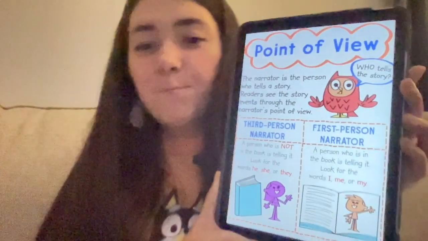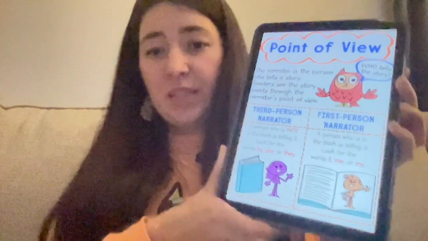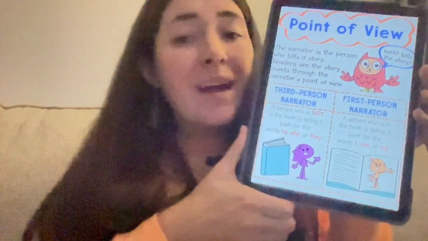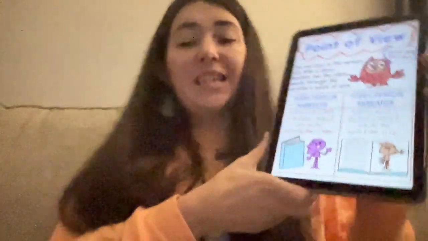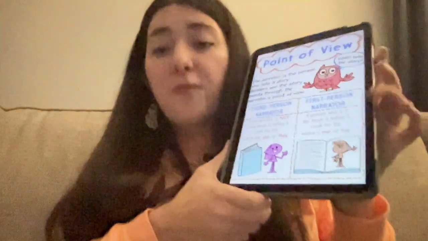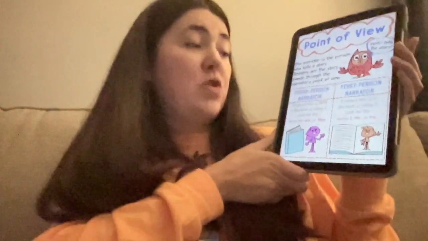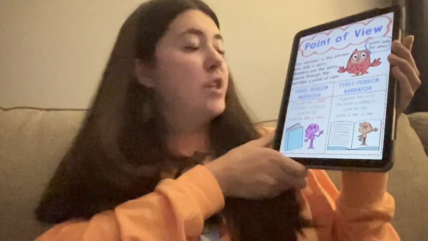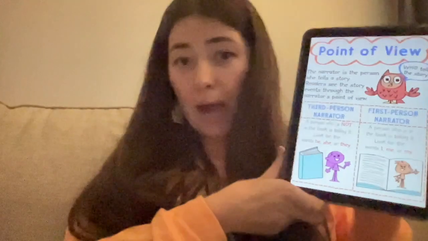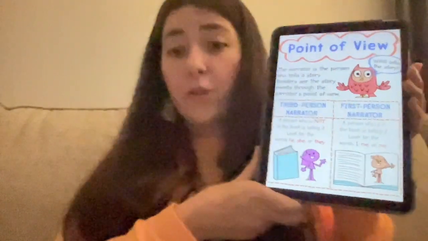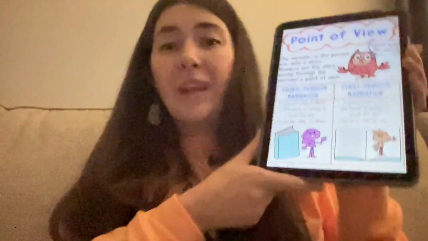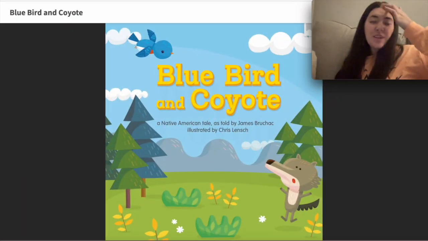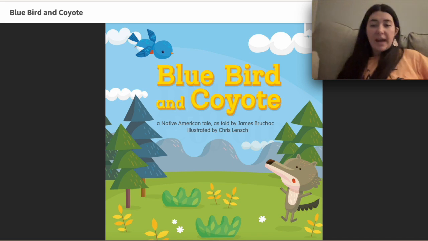In a story with a third person narrator, that is a person who is not in the book telling us the story. So for that, you will see words like he, she, or they. And for first person narrator, that is a person who is in the book telling it. So we're going to look for the words I, me, or my. Those are the different types of point of view. Third person, where someone outside of the book is telling us the story, or first person, where someone in the story is telling us the story. Beautifully done.